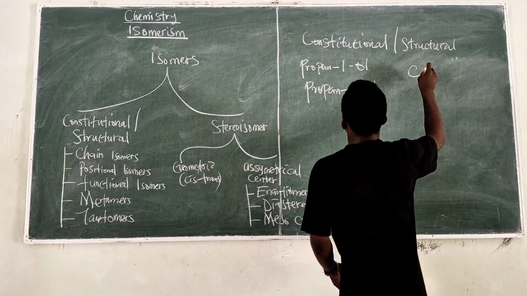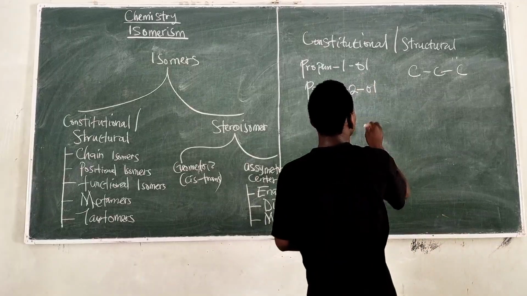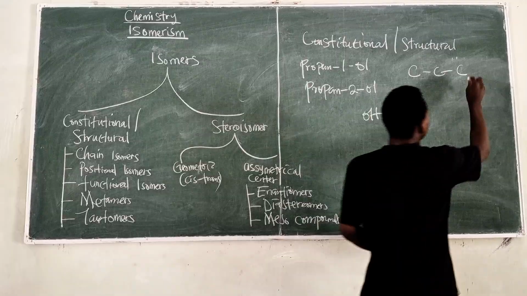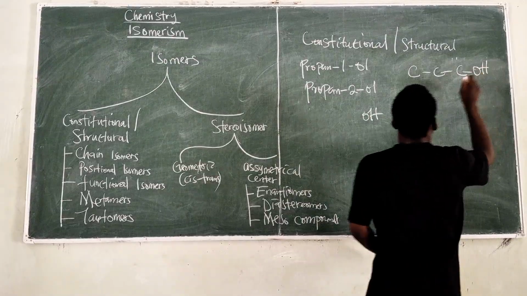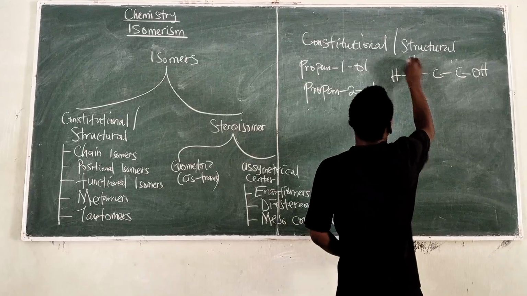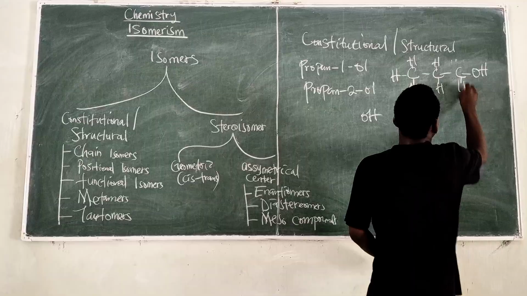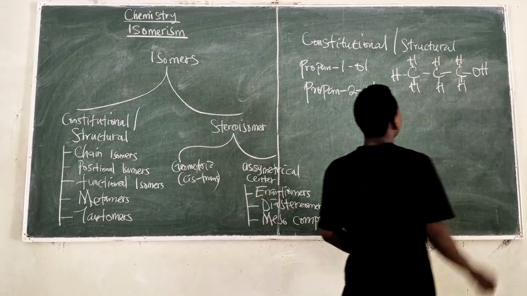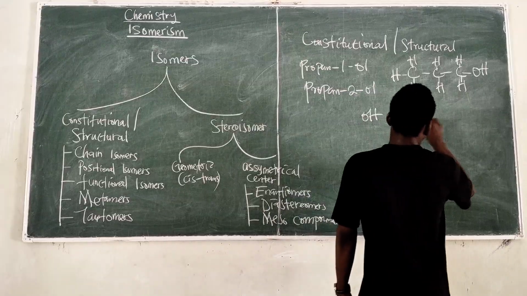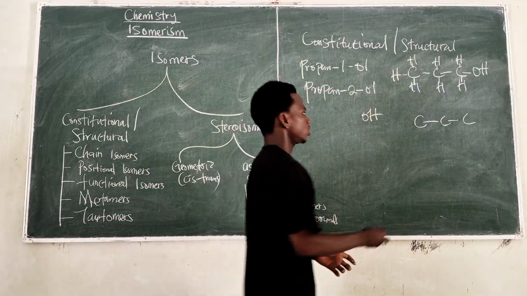We have 3 carbons, and then on carbon 1 we have an OH. OL is indicating OH. So on carbon 1 we have an OH. This carbon is bonding to 3 hydrogen atoms. This particular carbon is bonding to 2 hydrogen atoms, and this particular carbon is bonding to 2 hydrogen atoms. So for this we have 3 carbon atoms, and then on position 2 we have our OH.